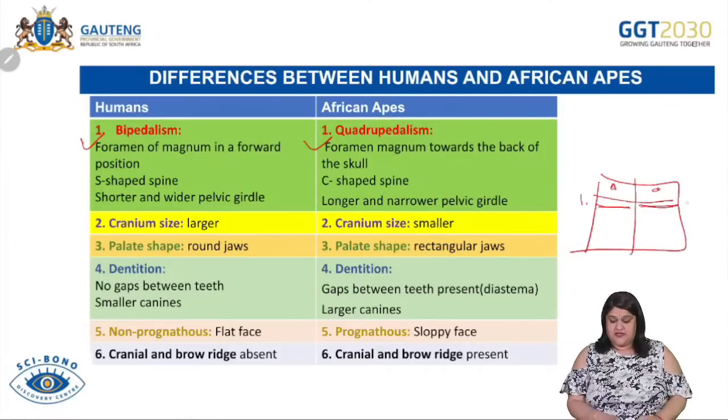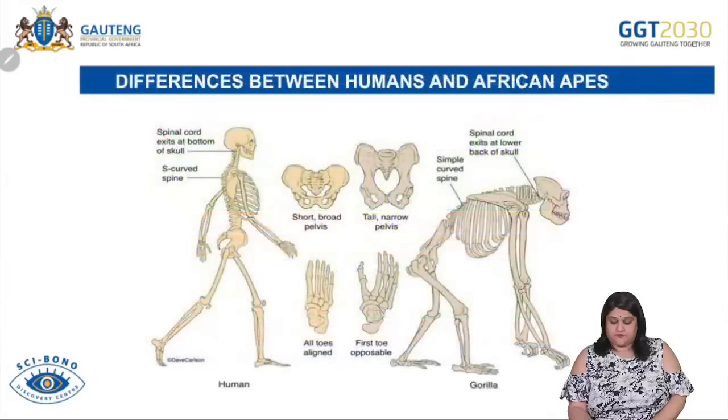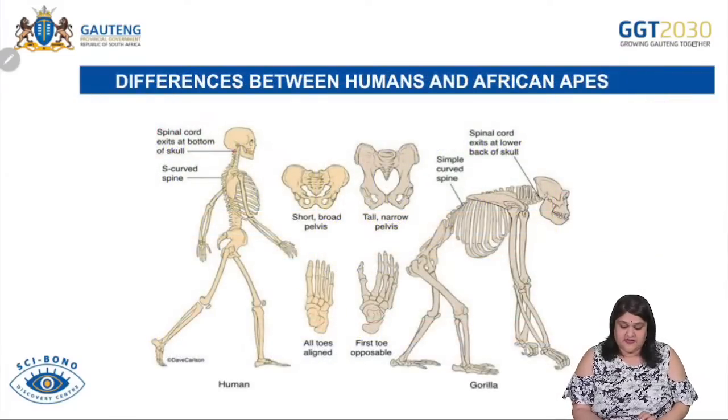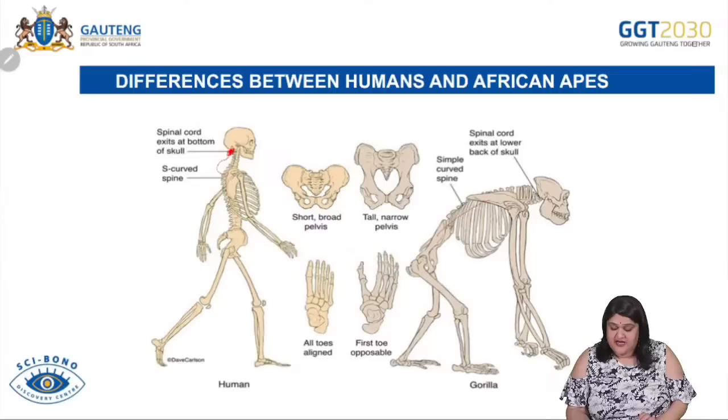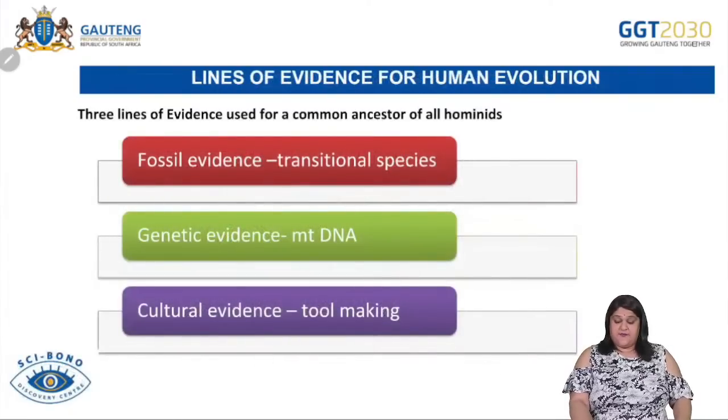Okay, so then there's just the next one over here that shows you that the spinal cord is entering over here. The foramen magnum is in a more forward position so that the spinal cord can enter vertically. This one we have a C-shaped spinal cord. The foramen magnum is towards the back so that it can enter there towards the back. Then in humans, this is the short and wide pelvis, and here we have the narrow and long pelvis.